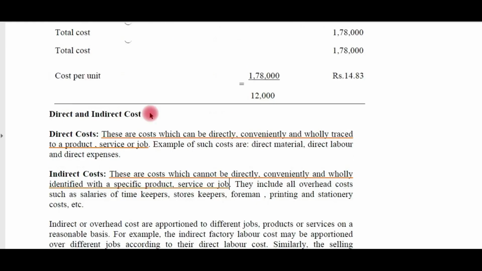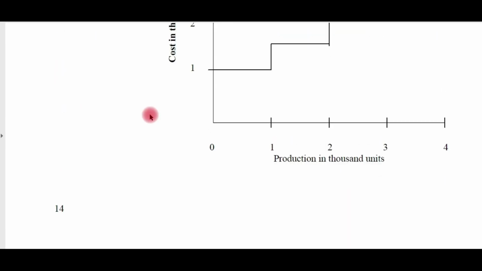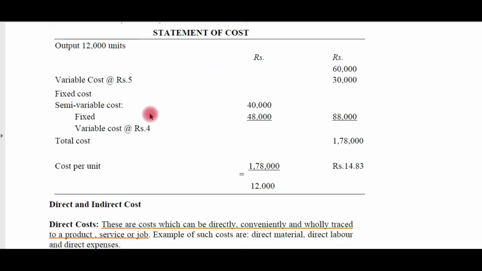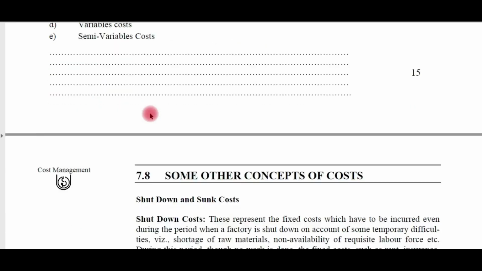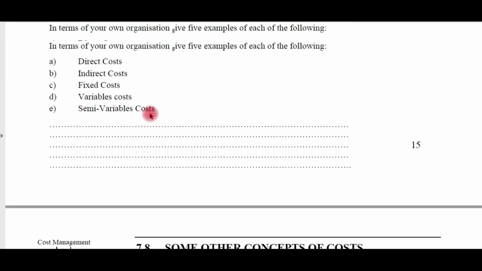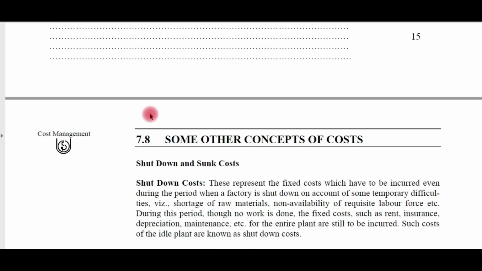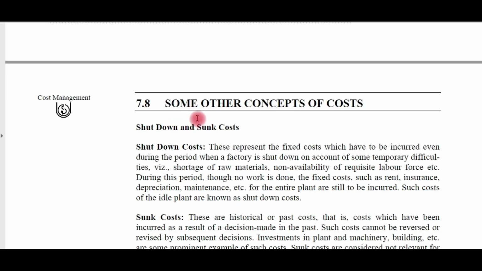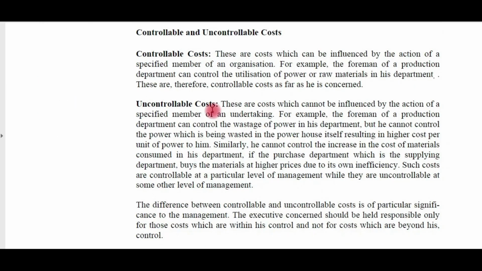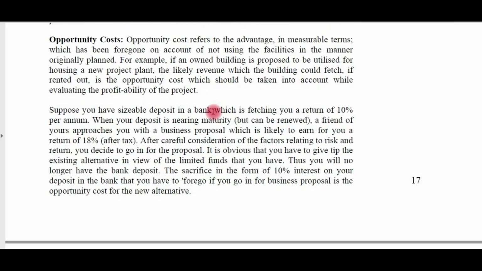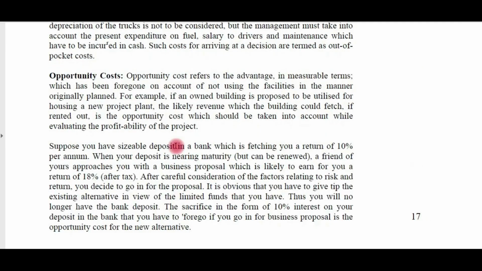Okay, we have completed the elements of cost sheet and other classification of costs like fixed cost, variable cost, semi-variable cost, and we have again seen direct and indirect costs. In the next video, we are going to see the last topic, that is some other concepts of costs like shutdown and sunk cost, controllable, uncontrollable, opportunity cost. Okay, this is very simple unit.